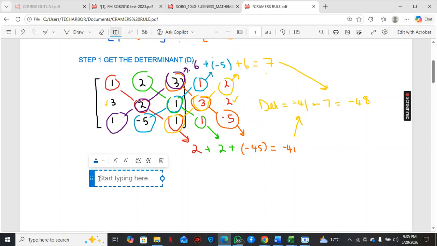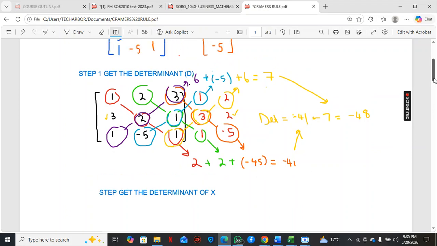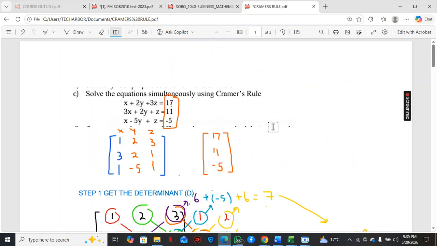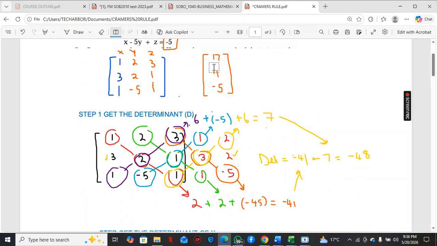All right. Step two, get the determinant of x. Once you start getting the determinants of the letters, this is where this matrix will come into play, this 17, 11, and -5. When we were getting the overall determinant, we never included this matrix. But once you start getting the determinants of the variables, we are going to include this matrix in here.